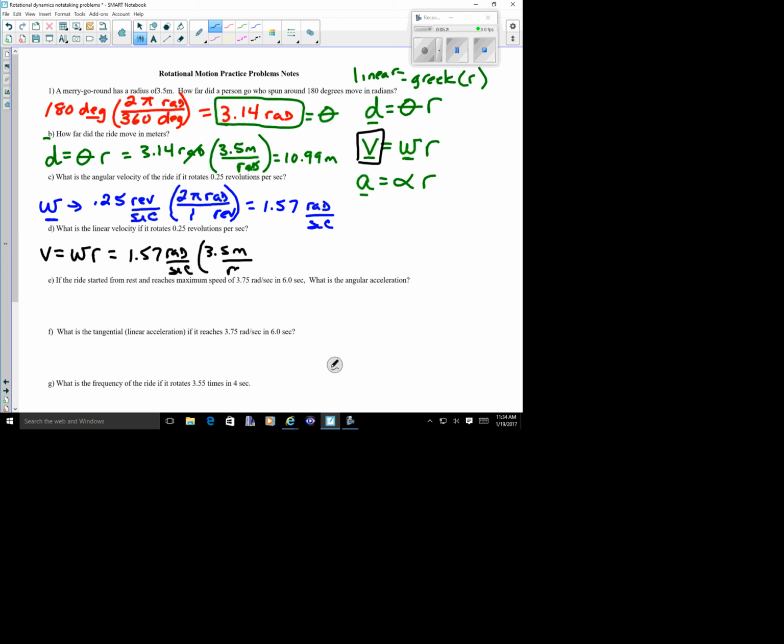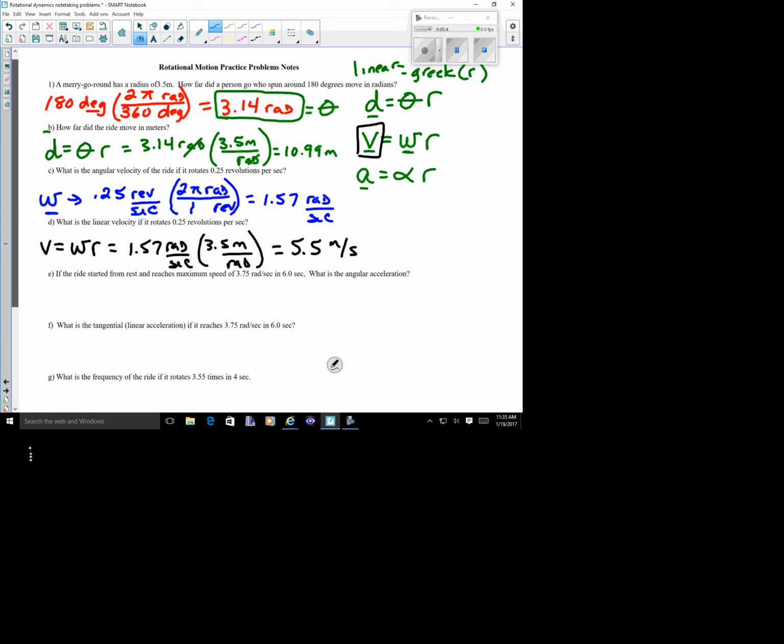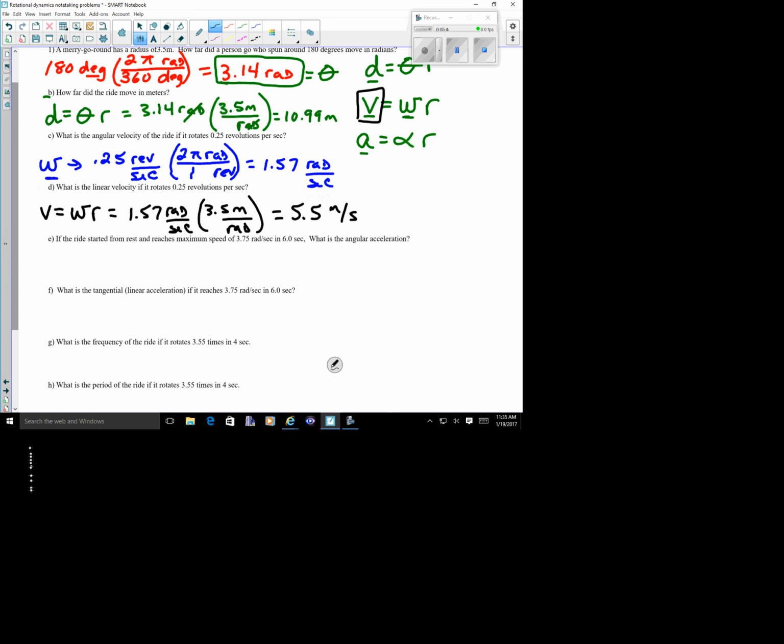And when you multiply that out now, you end up getting 5.5 meters per second. This is really easy. You just plug in the numbers like we did before. And what's really nice is that all the formulas have stayed the same. It's just now they're written in Greek. So we're going to do part E now.